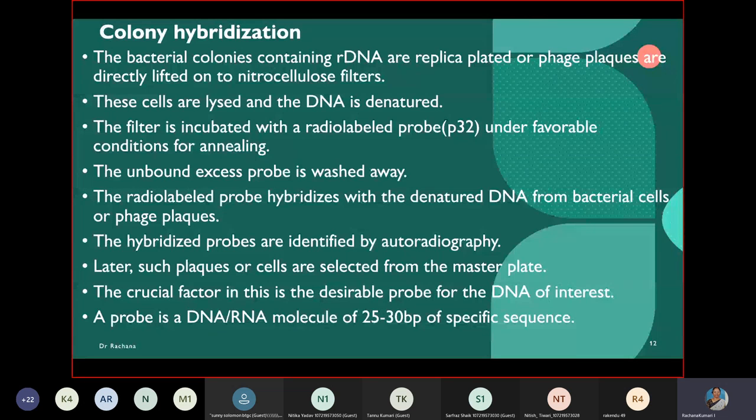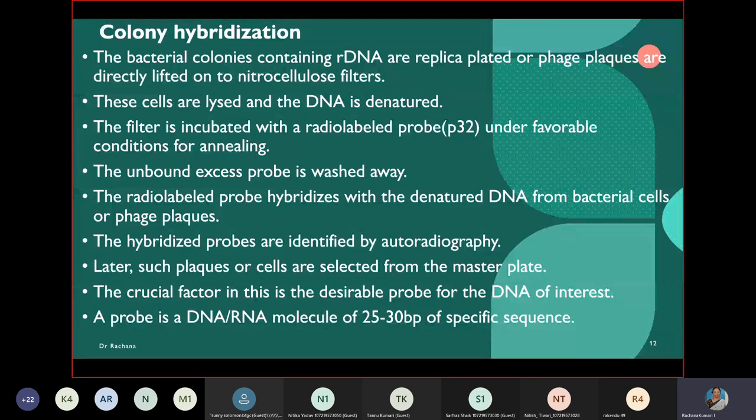What is a probe? A probe is an oligo. An oligo means nothing but a small stretch of single-stranded DNA which ranges to nearly 30 base pairs. I will artificially synthesize a single-stranded DNA probe for the target gene which I have extracted. Well, the probe can be DNA or RNA. However, because in this case we want to hybridize with the DNA, I prefer a DNA probe. And the size of the probe is nearly 30 base pairs.